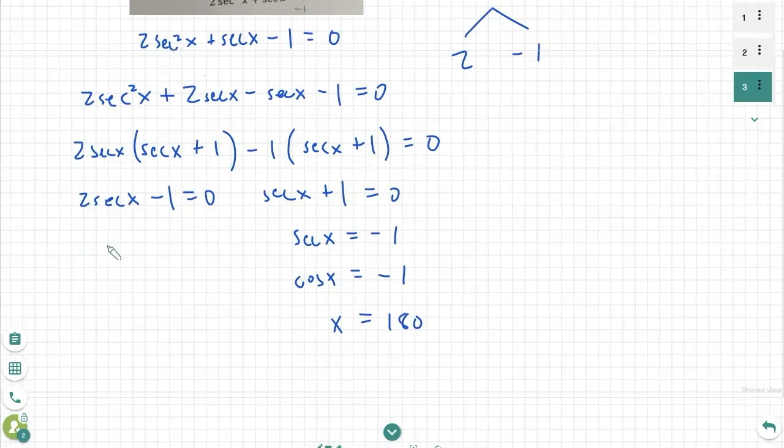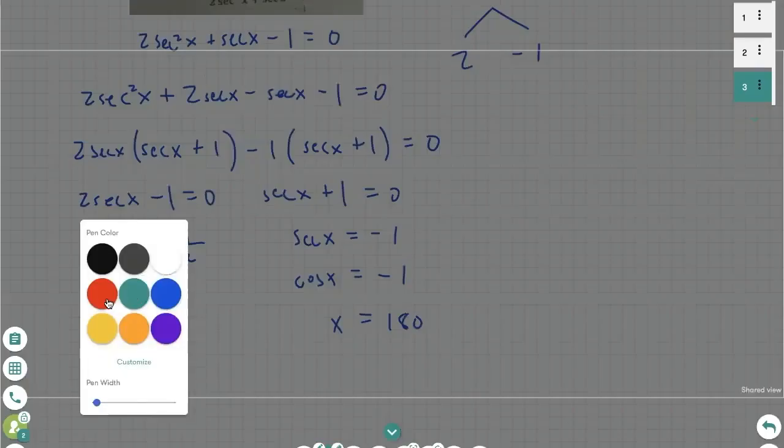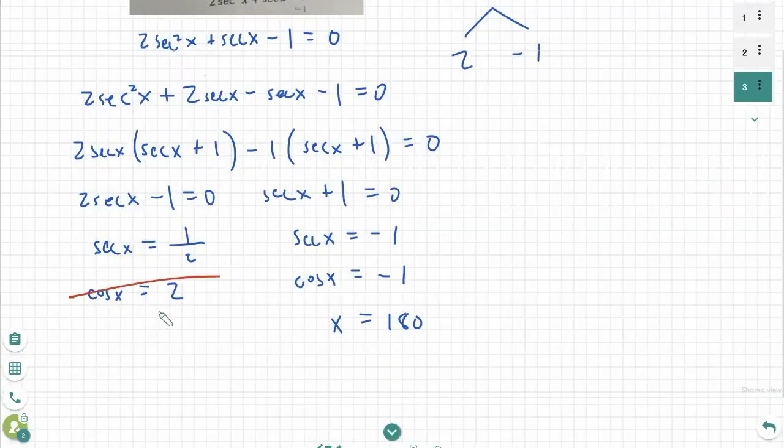And then for the other side, add 1 to both sides, and then divide both sides by 2. And then you have secant x equals 1/2. And then the reciprocal of that is 2, so cosine is 2. So find where cosine is 2, which is never. Yeah, good. So the answer is just 180. Yeah, that should be it.